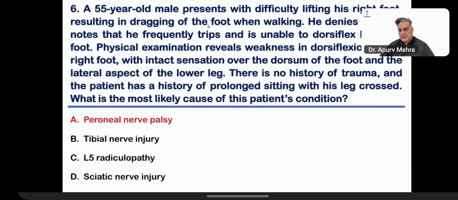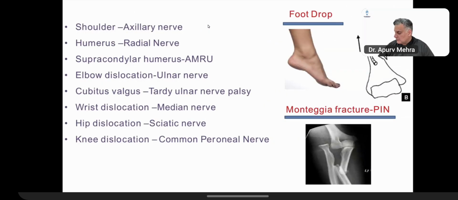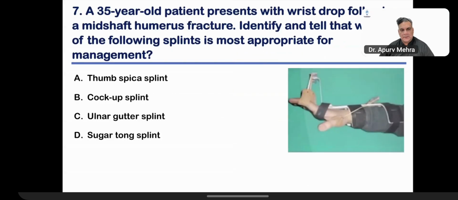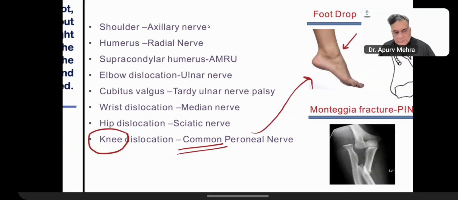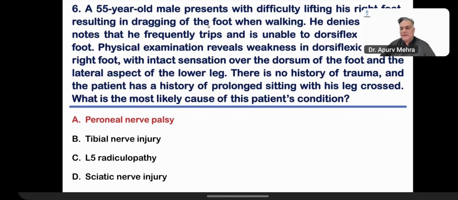Right. This is what you remember, foot drop. Very, very important. So around the knee, cross leg, around the knee: common peroneal nerve palsy causing foot drop. Why not L5? It will not be L5, because they have not given radicular pain. They have not given radiculopathy.